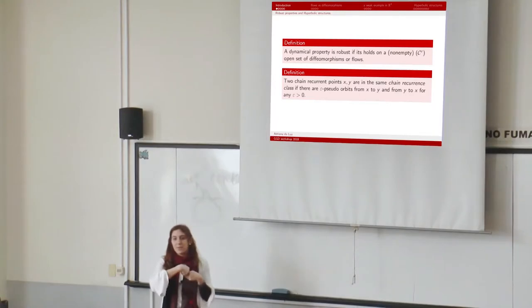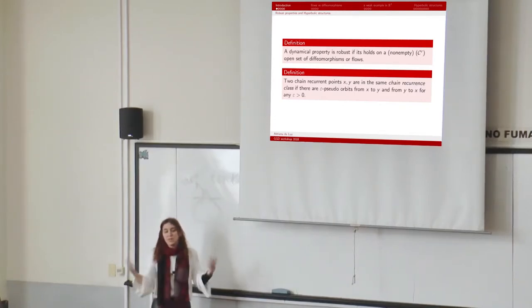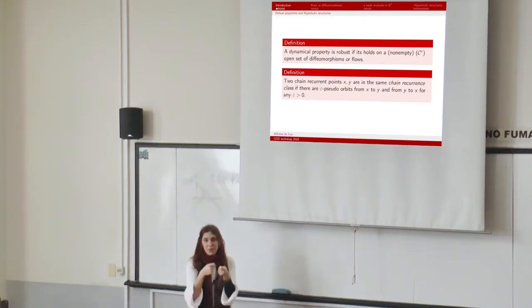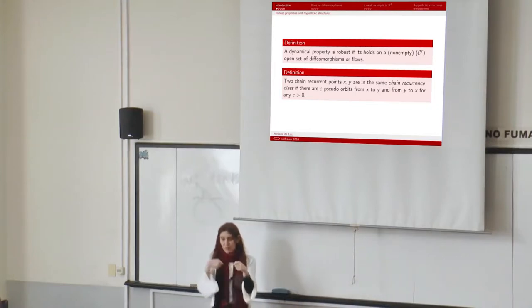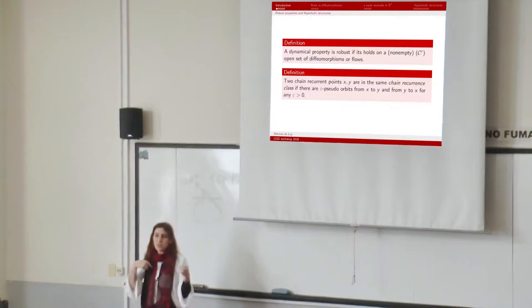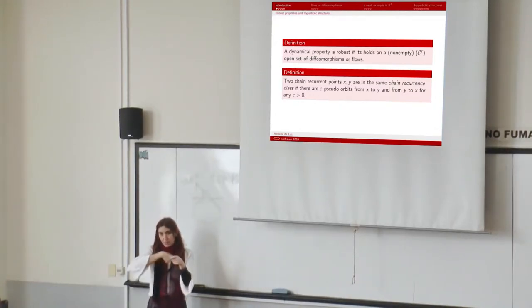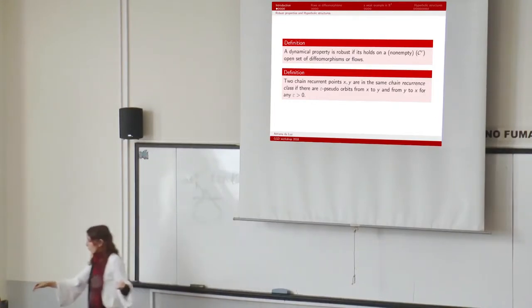So one point is chain recurrent if you can go from it back to itself by an epsilon pseudo orbit, which means you allow a mistake every time you make a step in the orbit. So you make one iteration, you can have an epsilon mistake, then you make one iteration and like that. So the points that are chain recurrent are the ones that you can come back to itself by doing this iteration. Okay.